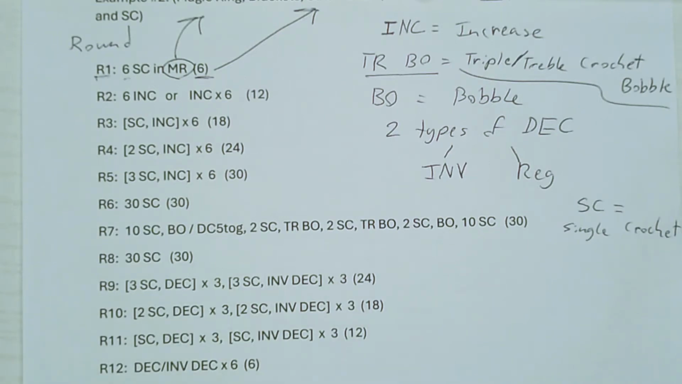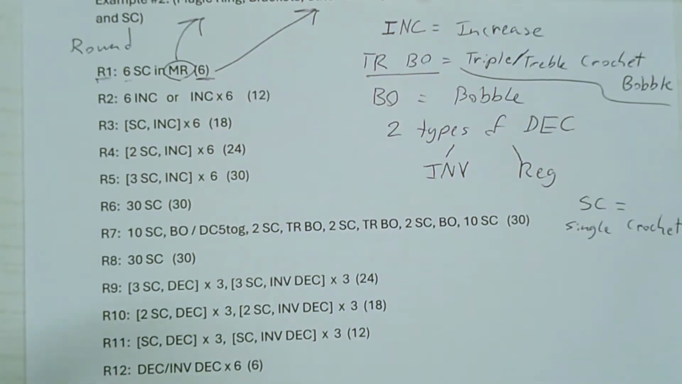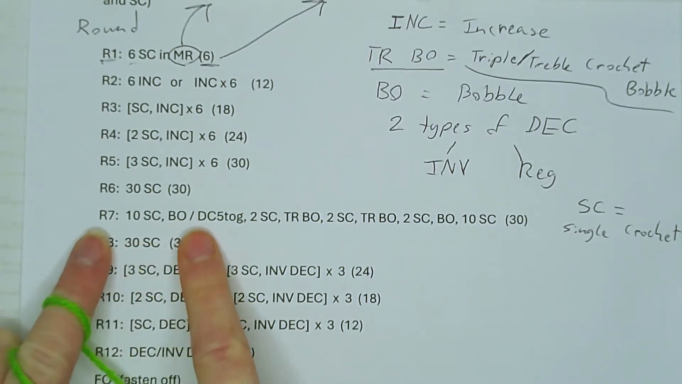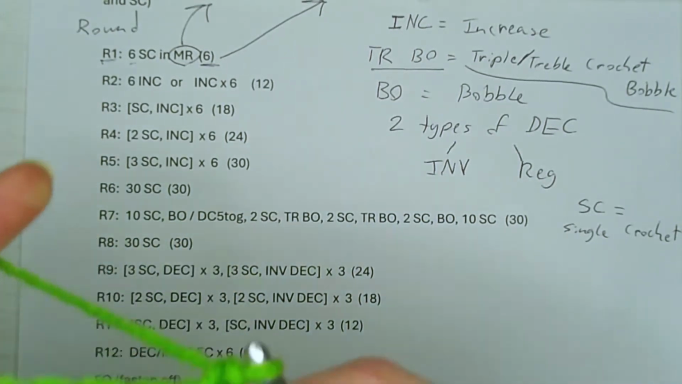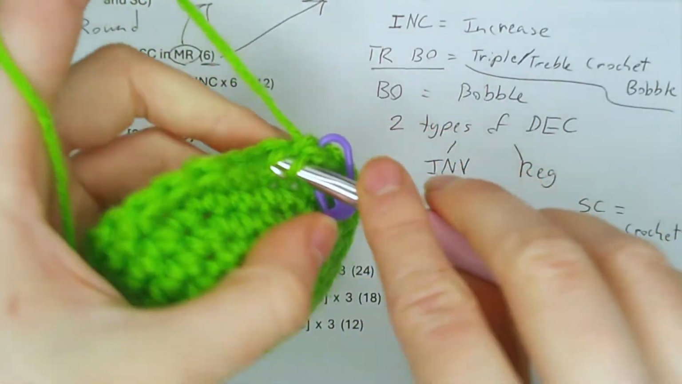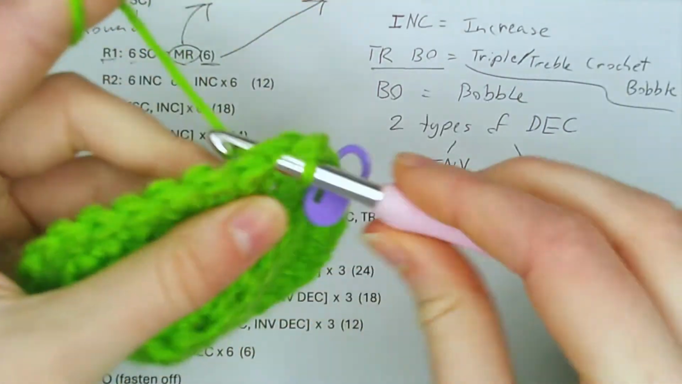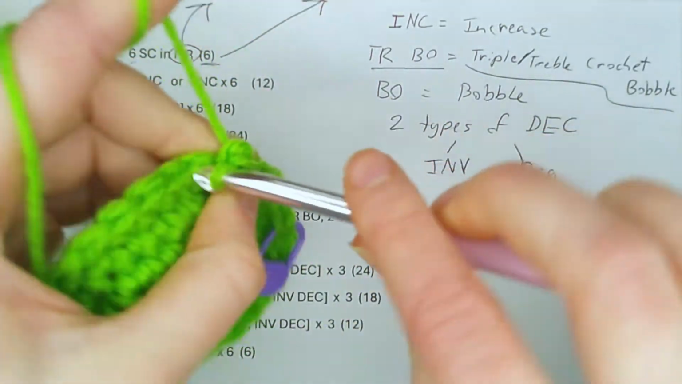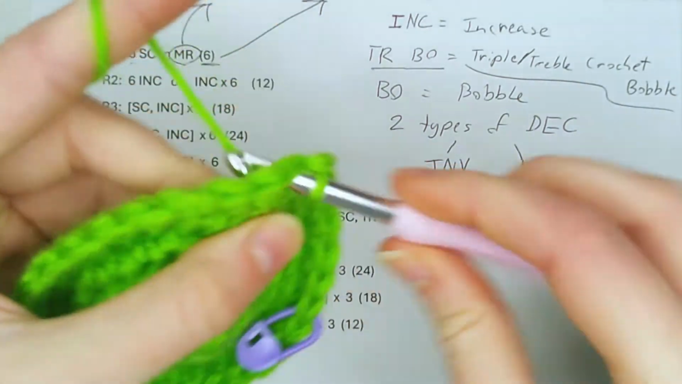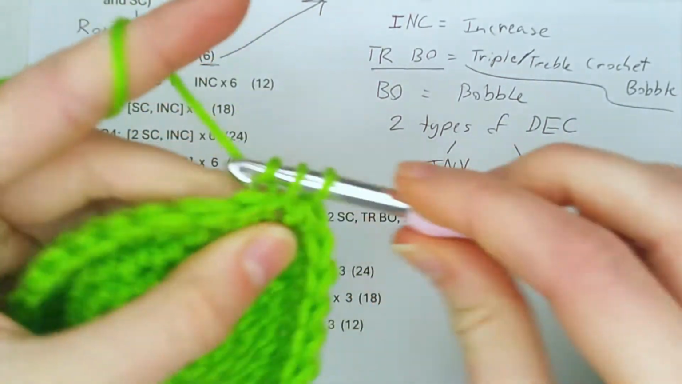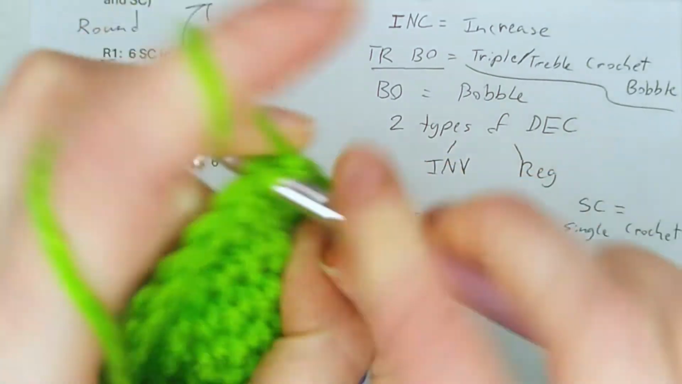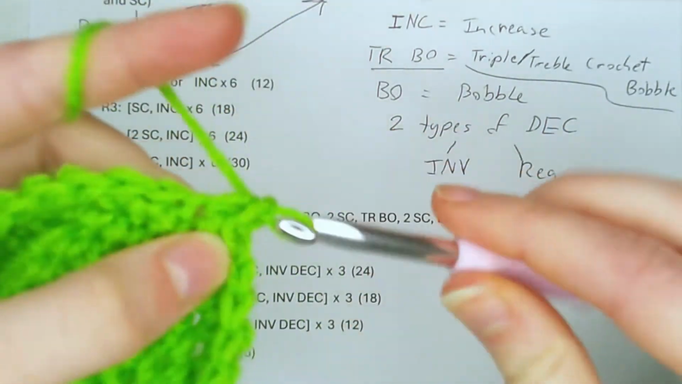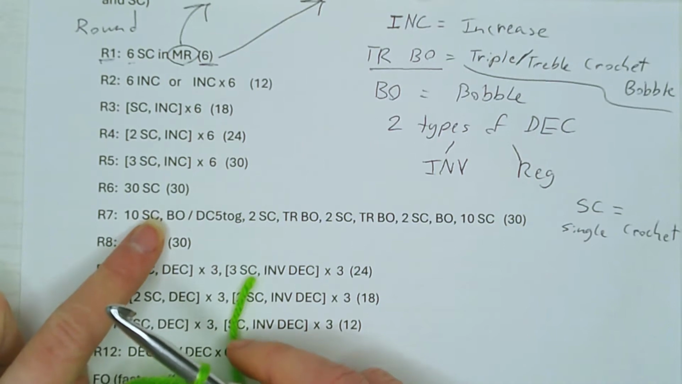So in round 7, we are going to be encountering something different from what we've been doing. Round 7 says single crochet 10, so we're going to just single crochet in the next 10. And 10, and then it says BO.